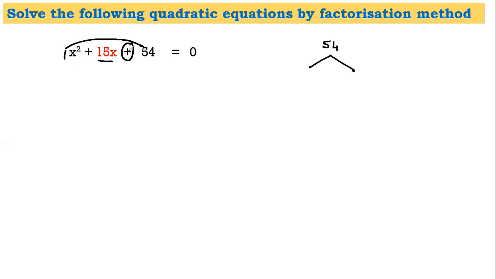If the last number sign is minus, we need to subtract the two factors and get the middle number. Now, since in this sum the last number sign is plus, we'll add the two factors and we'll get the middle term. So let us try to find out the factors. That is the next step.